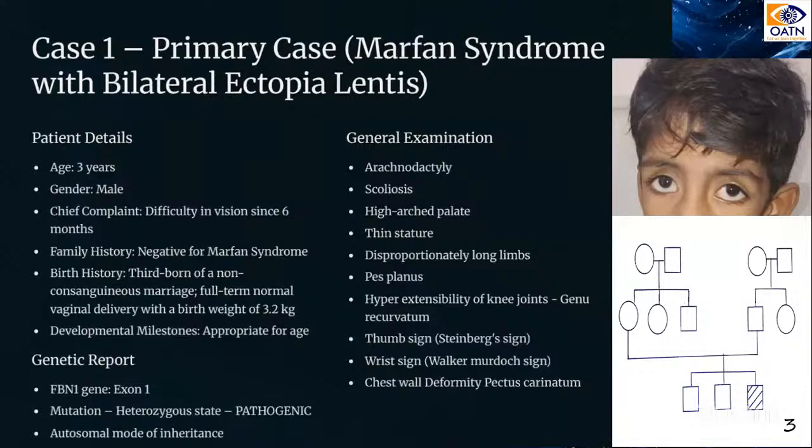A 3-year-old male child presented with progressive defective vision for 6 months. Despite a negative family history, whole exome sequencing confirmed an FBN1 mutation in exon 1, pathogenic in heterozygous state. Systemic examination revealed arachnodactyly, scoliosis, hyperextensible joints, high arched palate, thin stature, pes planus, genu recurvatum, Steinberg sign, Walker-Murdoch sign, pectus carinatum, all classical features of Marfan syndrome.